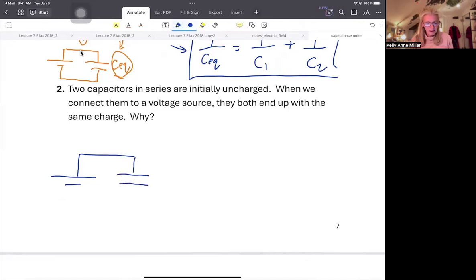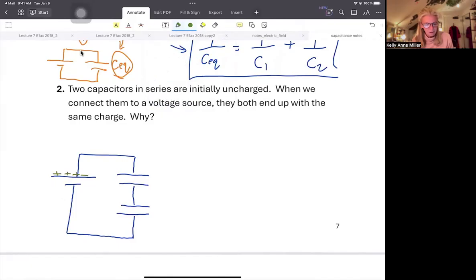So basically, this question is asking why the charge on each of these plates is the same by definition when we have two capacitors in series. The reason is that the current is the same when you have components in series. The current going from the battery has to be the same through both components. I've already explained this, but let me just try again.